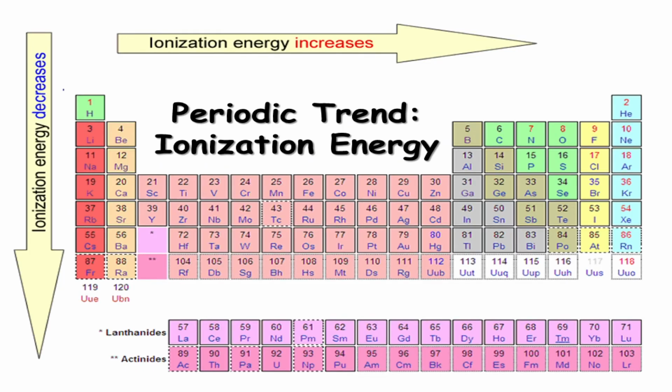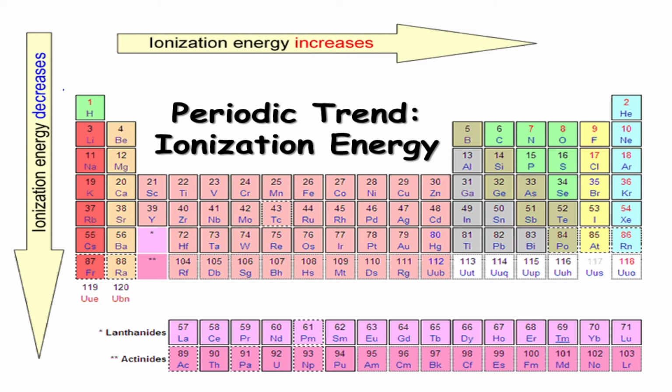Now let's see how ionization energy varies in the periodic table. We know that atomic size decreases when we move from left to right in the periodic table. So atoms with small radii have larger ionization energy. A small radius means that the electrons are being held tightly, right? It takes more energy to remove an electron. So ionization energy increases when we move from left to right in a period.